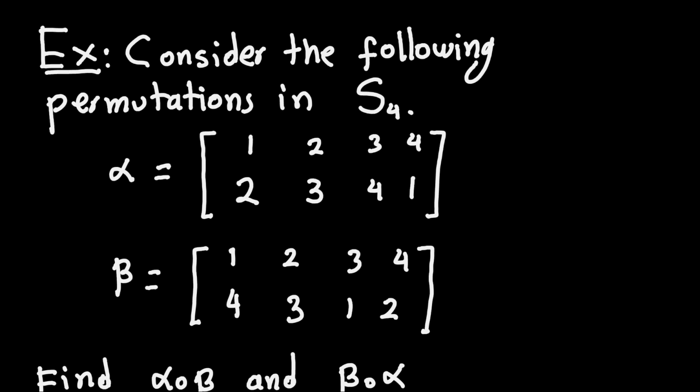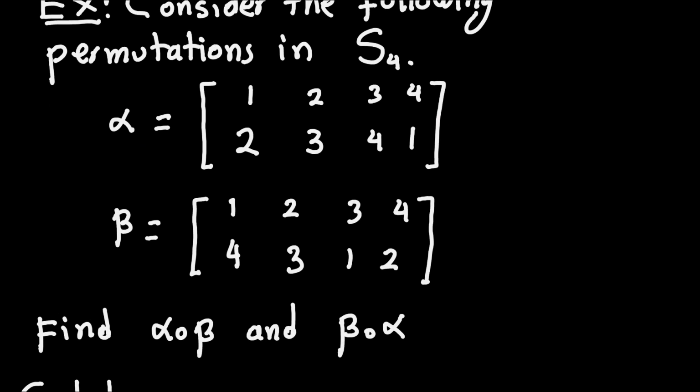So let's say we have these 2 permutations in S4. Remember what that means: this is a bijection between the set 1, 2, 3, 4 into the set 1, 2, 3, 4, and this means 1 goes to 2. So alpha of 1 is 2, alpha of 2 is 3, alpha of 3 is 4, and alpha of 4 is 1. This arrangement represents the function alpha, which is a bijection, and the same thing happens with this bijection here, beta.